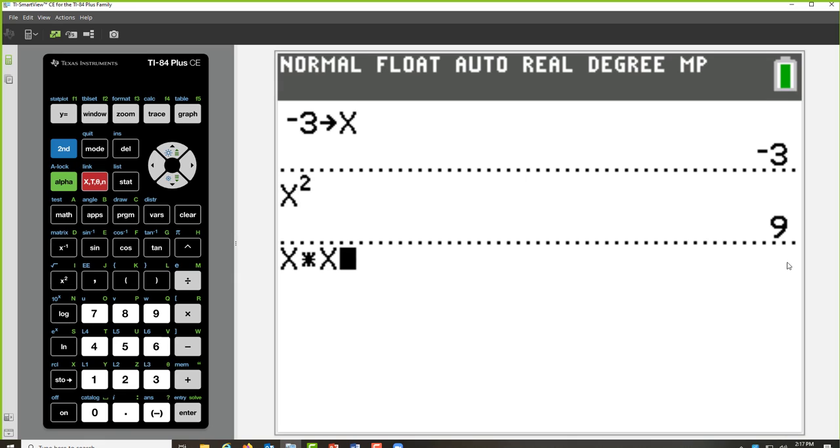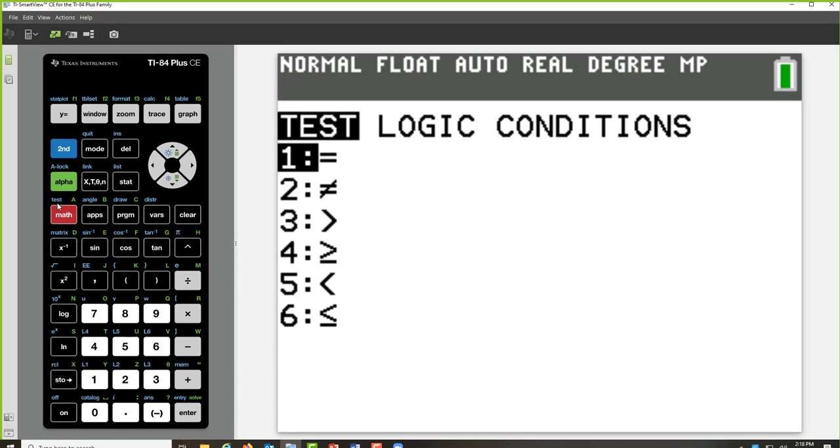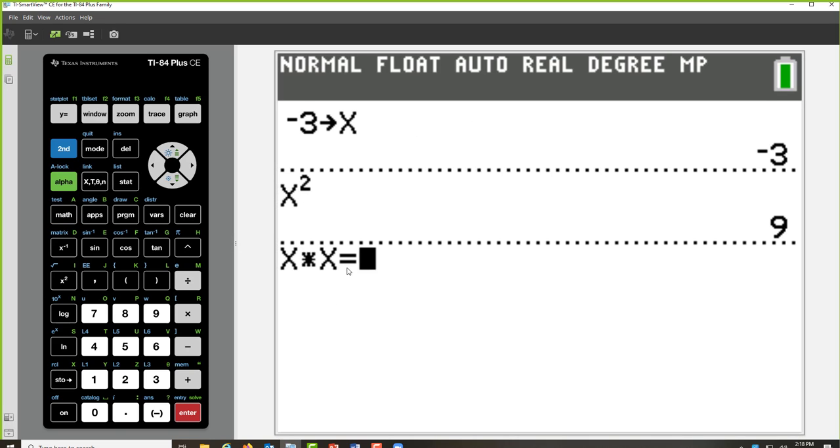But we are preparing students, especially in New York State, to take a math test. It says it right here. That's how I point it out to students. Math test. So if I want to access the test feature, it's in blue. I first press second, and then the math button to access test. The equal sign is right there in our test menu, along with all the inequalities. I can press enter right now, and that will select the equal sign.